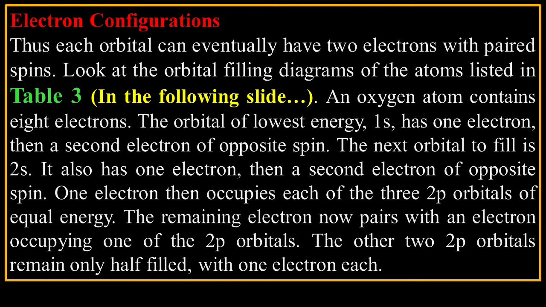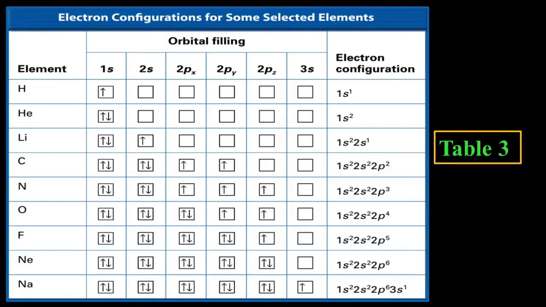An oxygen atom contains 8 electrons. The orbital of the lowest energy, 1s, has one electron. Then a second electron of opposite spin. The next orbital to fill is 2s. It also contains one electron, then a second electron of opposite spin. One electron then occupies each of the three 2p orbitals of equal energy. The remaining electron now pairs with an electron occupying one of the 2p orbitals. The other 2p orbitals remain only half filled with one electron each. And here's the diagram, okay, the orbital filling.